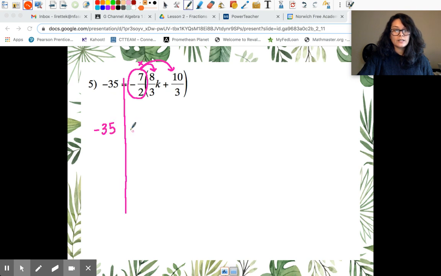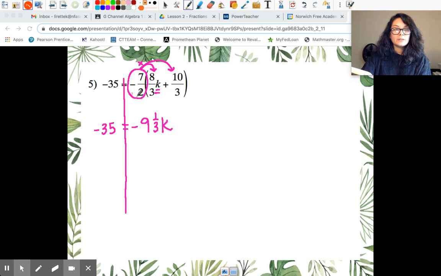friendly lesson today. I'm just going to bring down my negative 35, and I'm going to start using my calculator to multiply here. Careful with that fraction on the outside. It's a negative 7/2. So when I type it in, I must type the negative first. Negative 7 ABC 2 times 8 ABC 3, and that's giving me a mixed number. It's giving me negative 9 1/3. And don't forget, this has a k attached to it, so I want to include that.